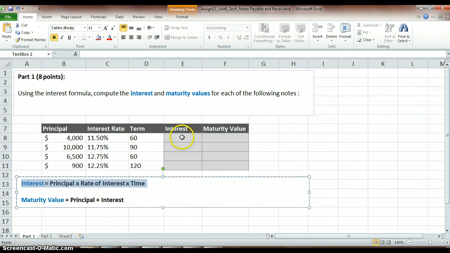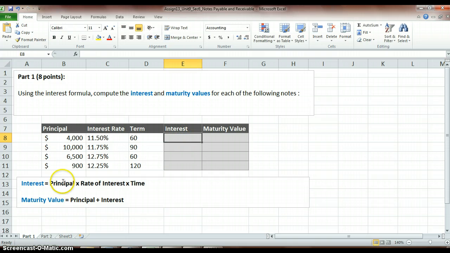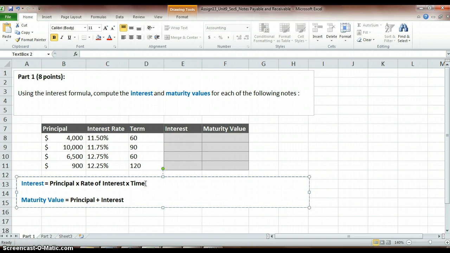To calculate our interest, we need to take our principal amount times the interest rate times the amount of time. And whenever we're doing the amount of time, we're going to look at it over a period of a year. So whatever our days are, they're going to be over 365 days of the year.